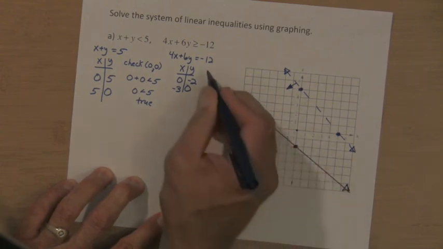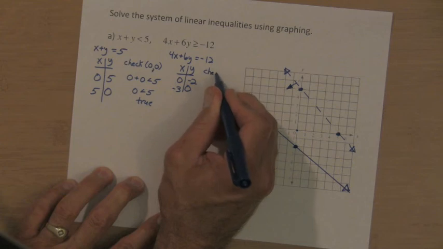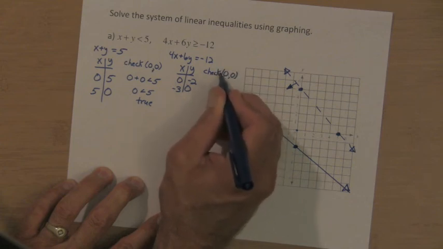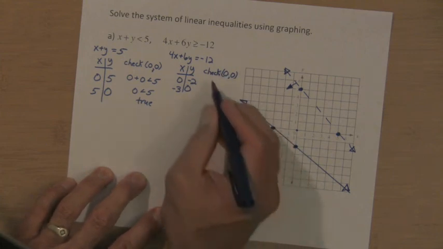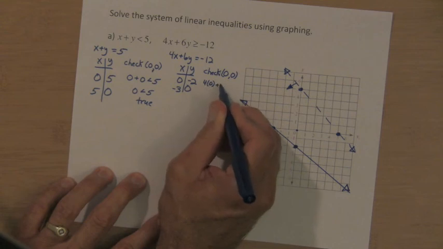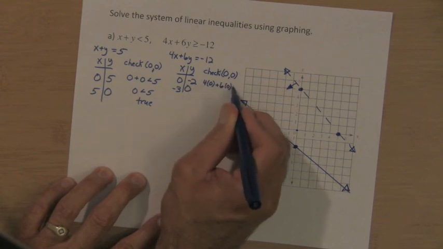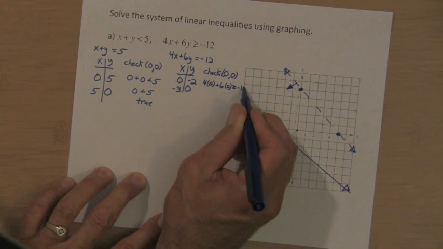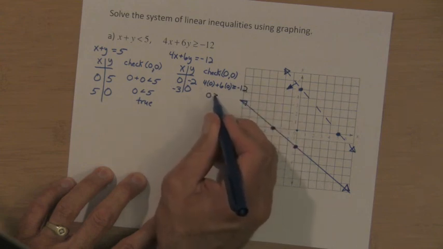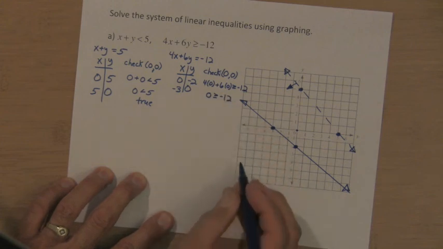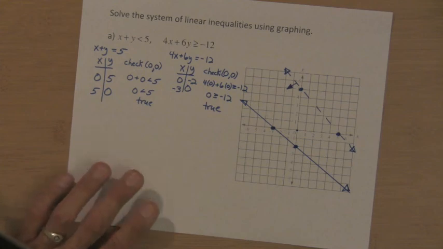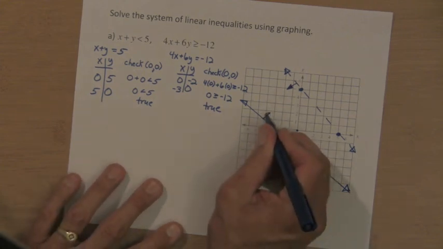And now I want to check (0, 0) just to see where do I shade, which side of that boundary line. So I'm going to put in x is 0, y is 0 into the original problem. So I put in 4 times 0 plus 6 times 0, and I check to see is that greater than or equal to negative 12. 4 times 0 and 6 times 0 is 0. So is 0 greater than or equal to negative 12? Yes, it's true. 0 is more than negative 12. So that means I'm going to shade above this line.